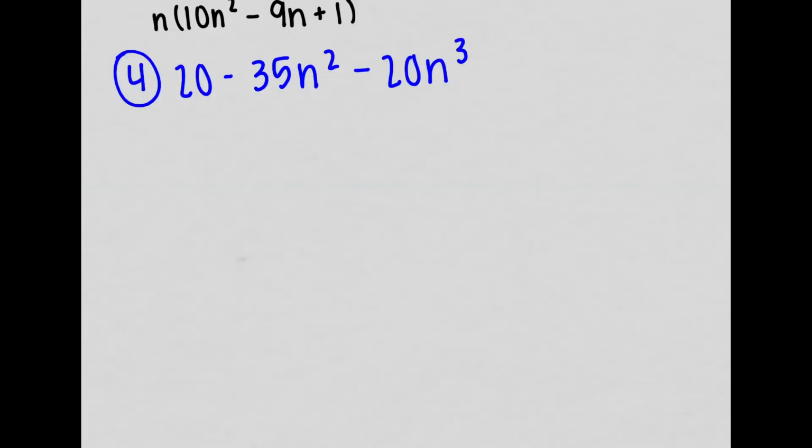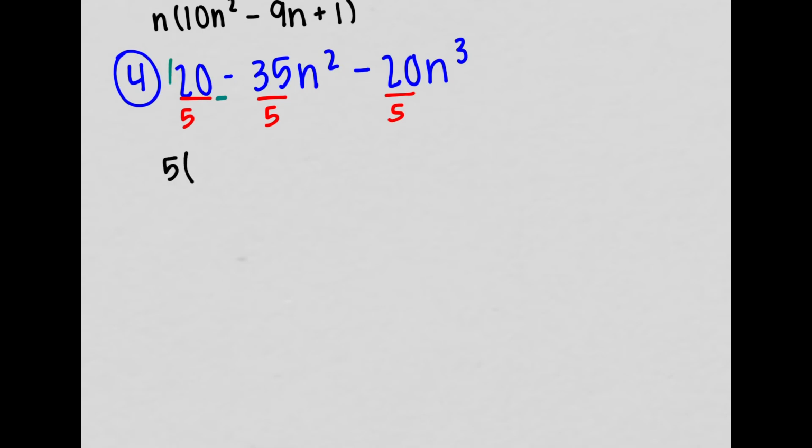So number 4, again, we're going to factor completely by checking for the GCF, the greatest common factor, first. When I look at the numbers, I have 20, 35, and 20 again. So I know I can divide each of these by 5. Now when I look at the letters, I have no letter with the 20, so that automatically tells me I can't take a variable out. I can't take a letter out, so I'm just going to stop there. So I'm taking out 5 from everything.